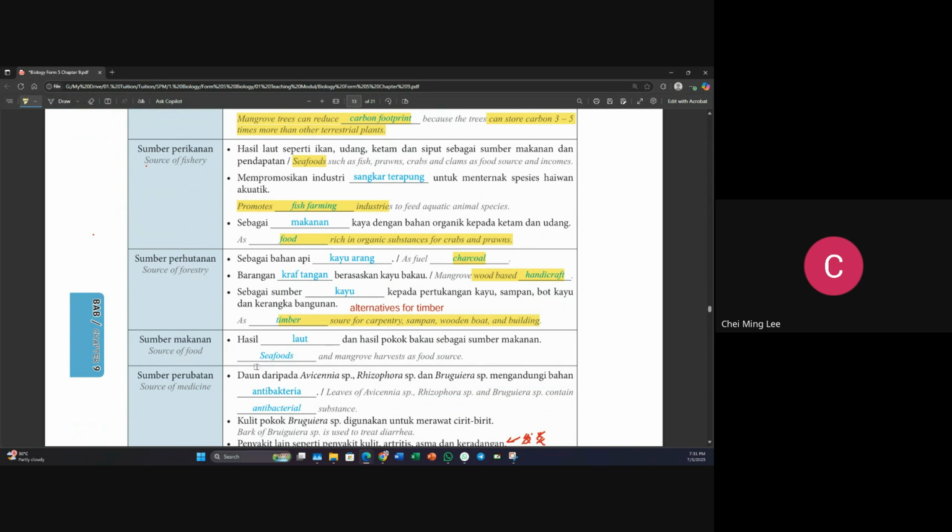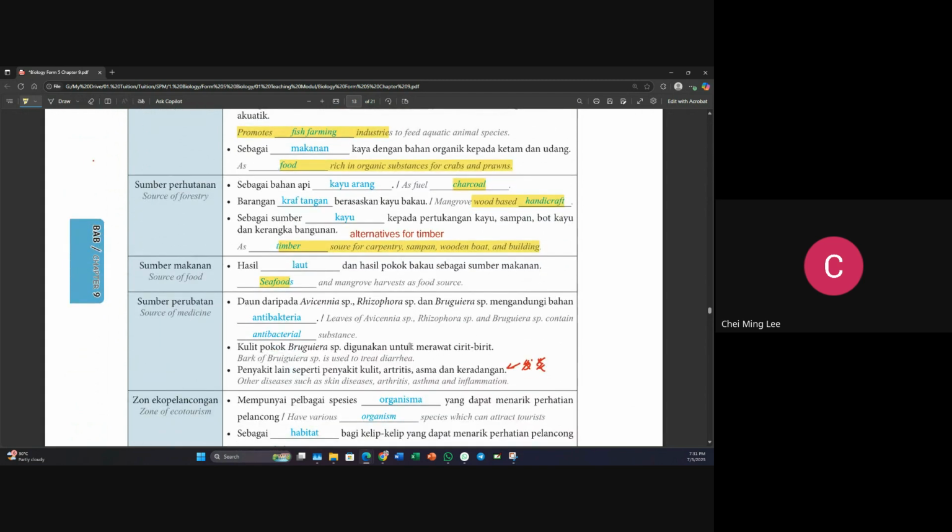And as the source of food, of course, seafood and the mangrove harvest. And then as a source of medicine, the leaves of Avicennia, Rhizophora, and Bruguiera have antibacterial substances. The Bruguiera we use to treat diarrhea, and others as well, like skin problems, arthritis, asthma, and inflammation. They are using the extract as medicine.